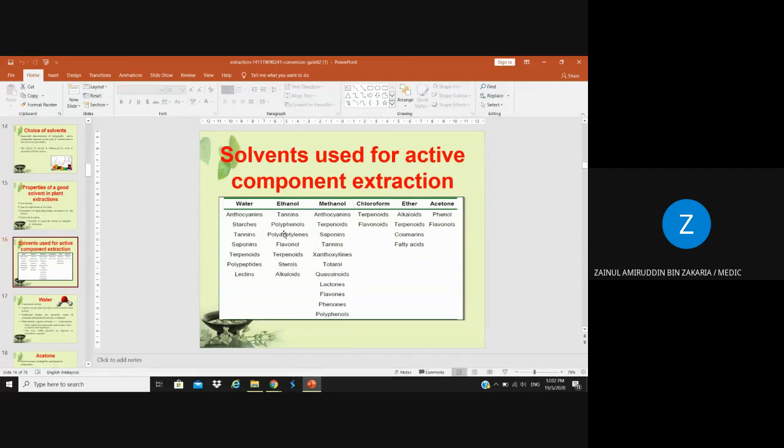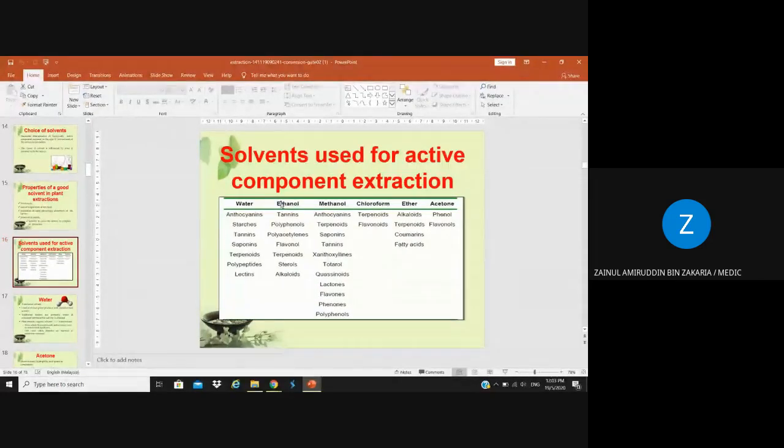I get ethanol. From there, I will do partition, whereby first I will mix the ethanol extract with water, and then I will shake it so that everything is mixed up. Then I will put petroleum ether, which is non-polar. Water is polar. Then you put petroleum ether in the mixture.